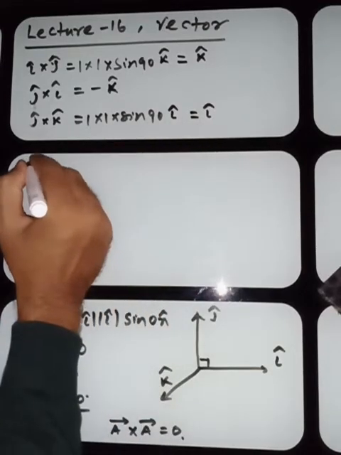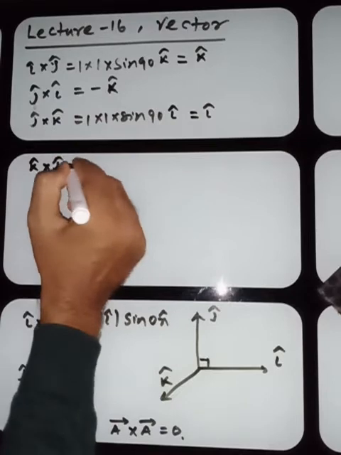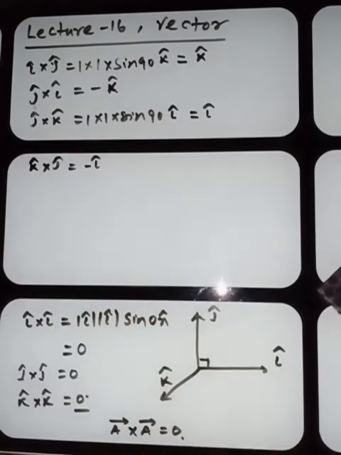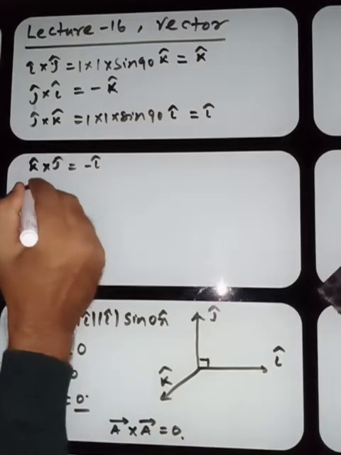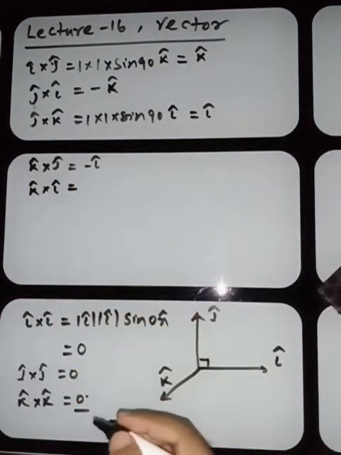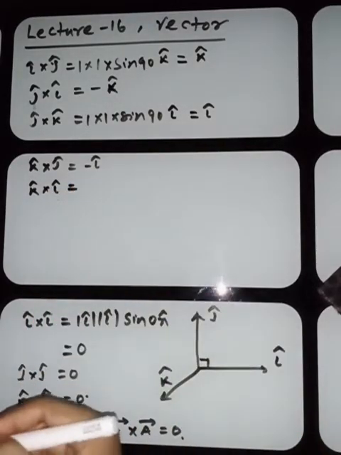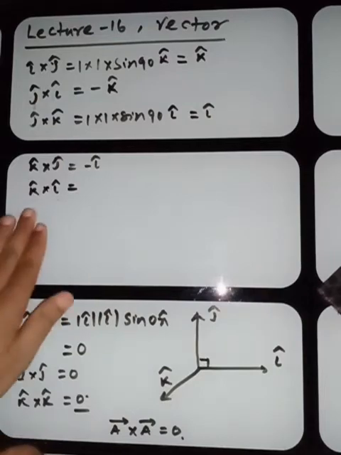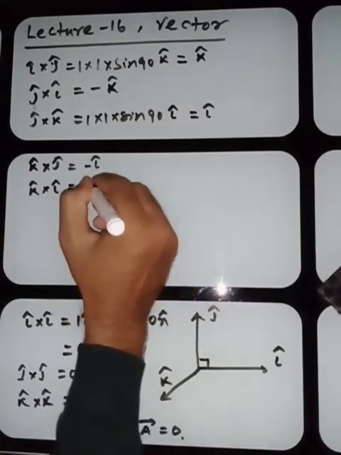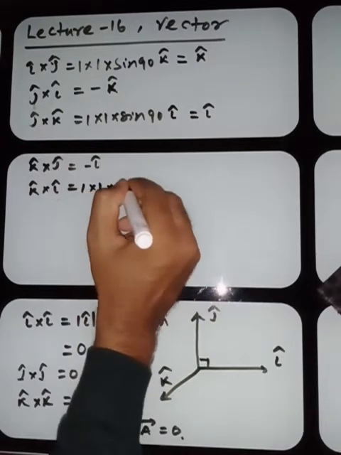And k cross j will be what? So minus i cap. You can verify. Alright. Now, what is the cross product of k cross i? Yes, again you have the opportunity to practice. What will be the value of k cross i? Try to find out. So k cross i is magnitude 1 times sine of 90 degrees.